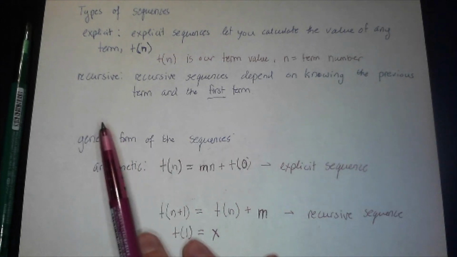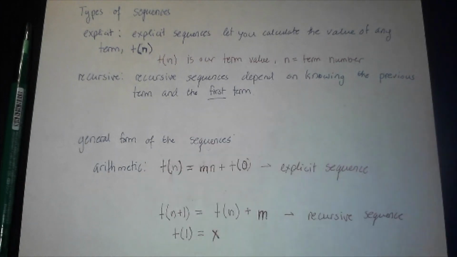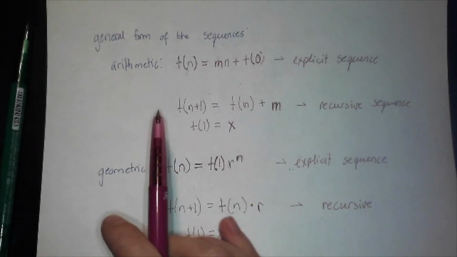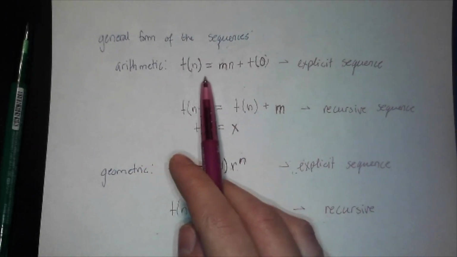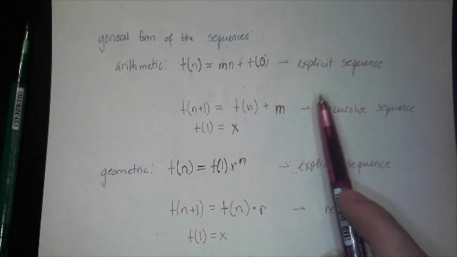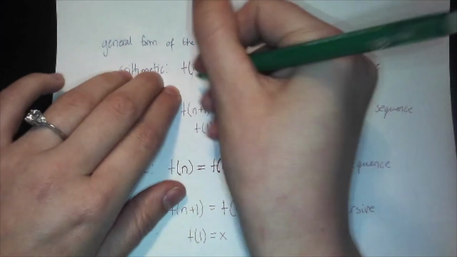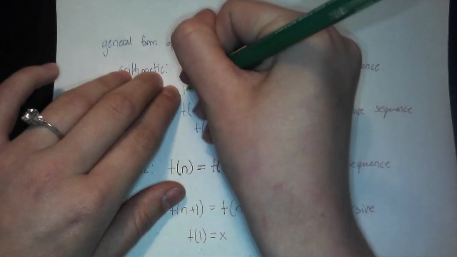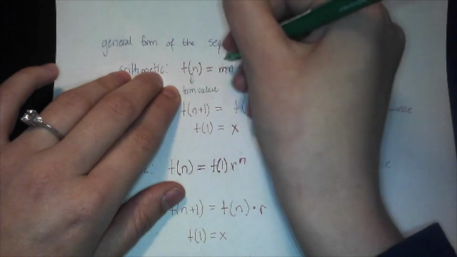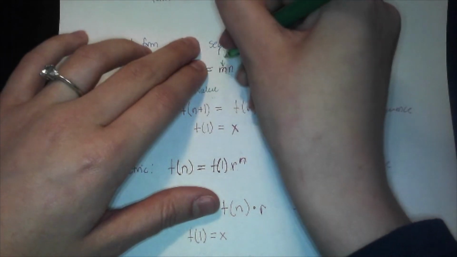And we're going to go ahead now and look at our recursive sequences. Recursive sequences are different from explicit sequences because they depend on knowing the previous term and also the first term. So we have our general form of these sequences. Arithmetic sequences take the general form t of n equals mn plus t of 0. Sorry, those are not recursive sequences. Those are explicit sequences. So t of n is, like we talked about already, our term value. So it's whatever the value of that particular term is going to be. M is our common difference in our arithmetic sequence.